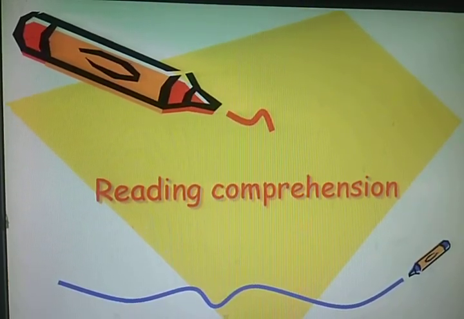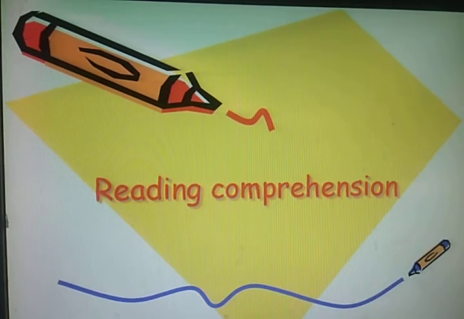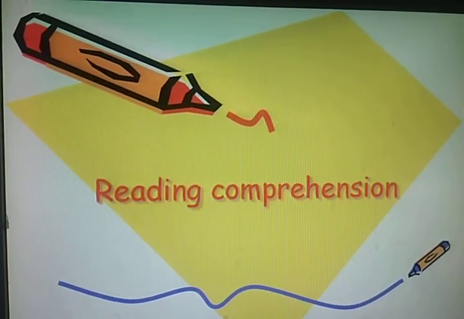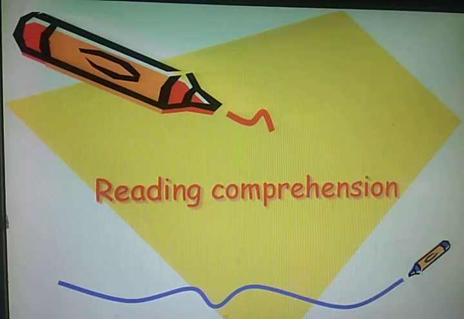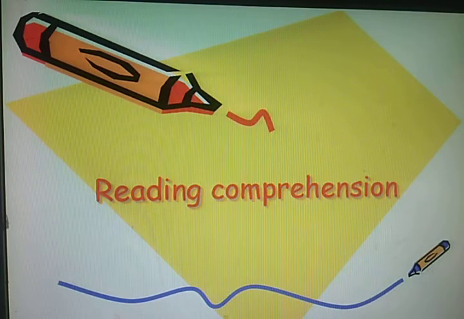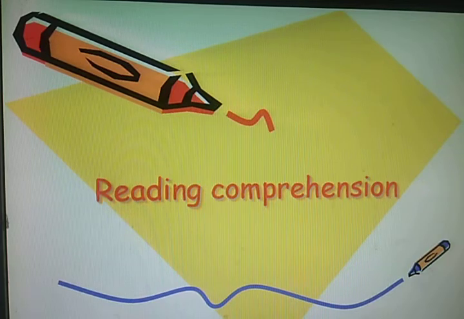Today we are going to talk about reading comprehension. Now, comprehension means to understand, understanding. Your understanding will be developed the more you read. Today, the lecture will help all the students, whether new or at an advanced level, to easily understand some concepts and strategies of reading comprehension.